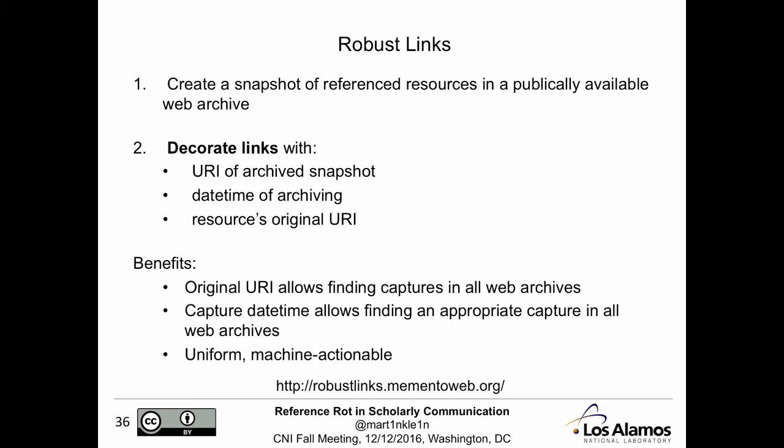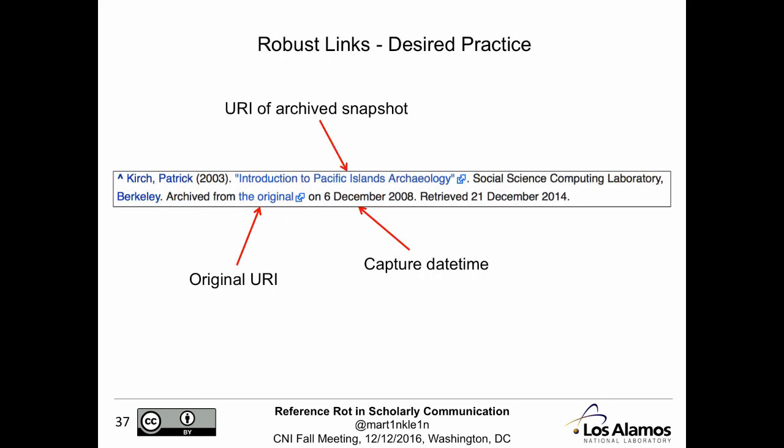All right? So it could look like this then. It's another reference from a Wikipedia, actually from the very same Wikipedia article, where you would provide the original URI, archived from the original. You provide the capture date time of that URI, and you provide a reference to the archival copy that you have created proactively as an author, for example. Right? So again, these three pieces of information, from our point of view, are essential to make links more robust.